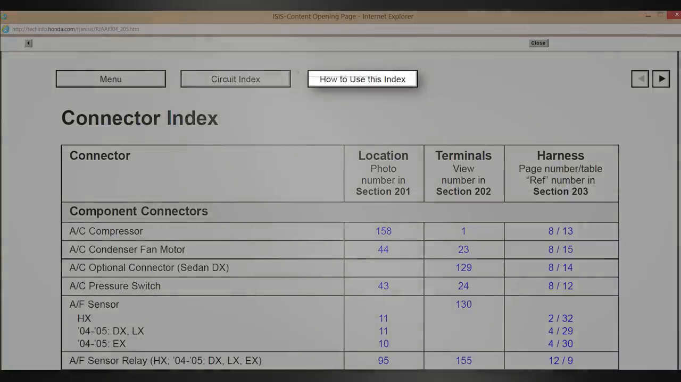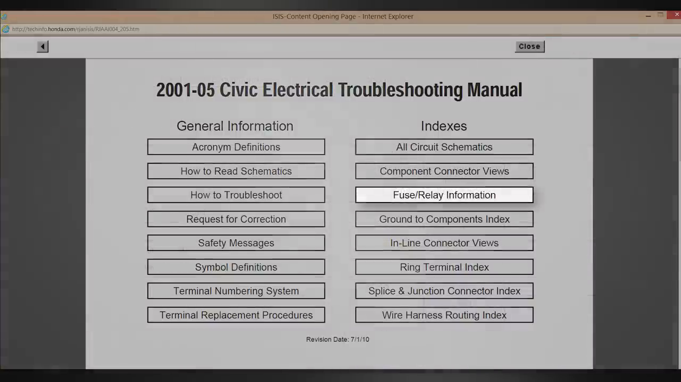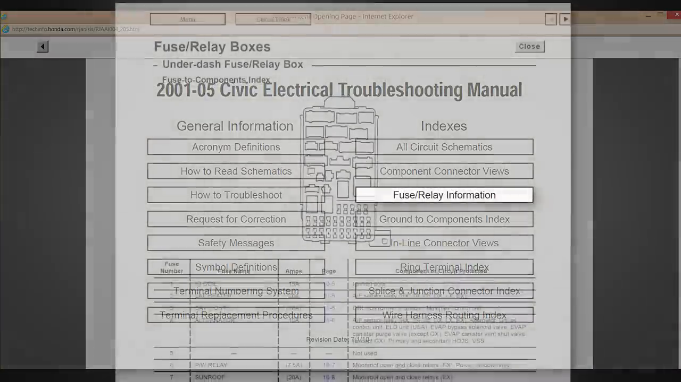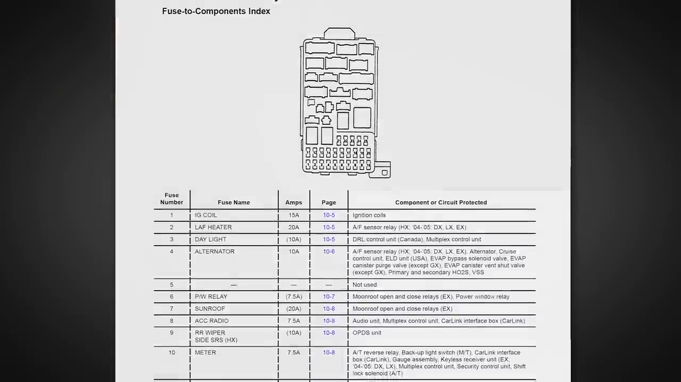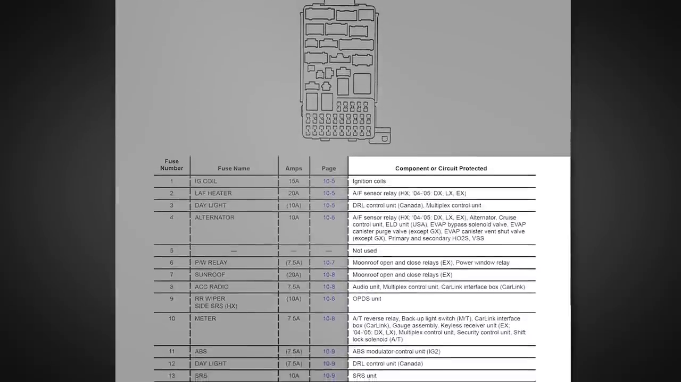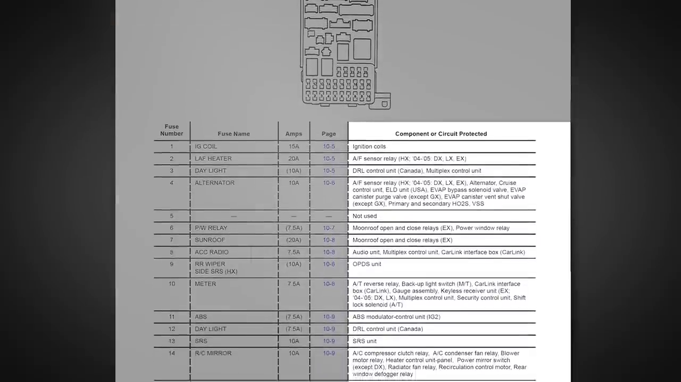At the top of the connector index page is a link on how to use this index. Menu will return you to the table of contents. The link in the page column will take you to the power distribution diagram for that particular fuse. The last column gives you the component or circuit protected.